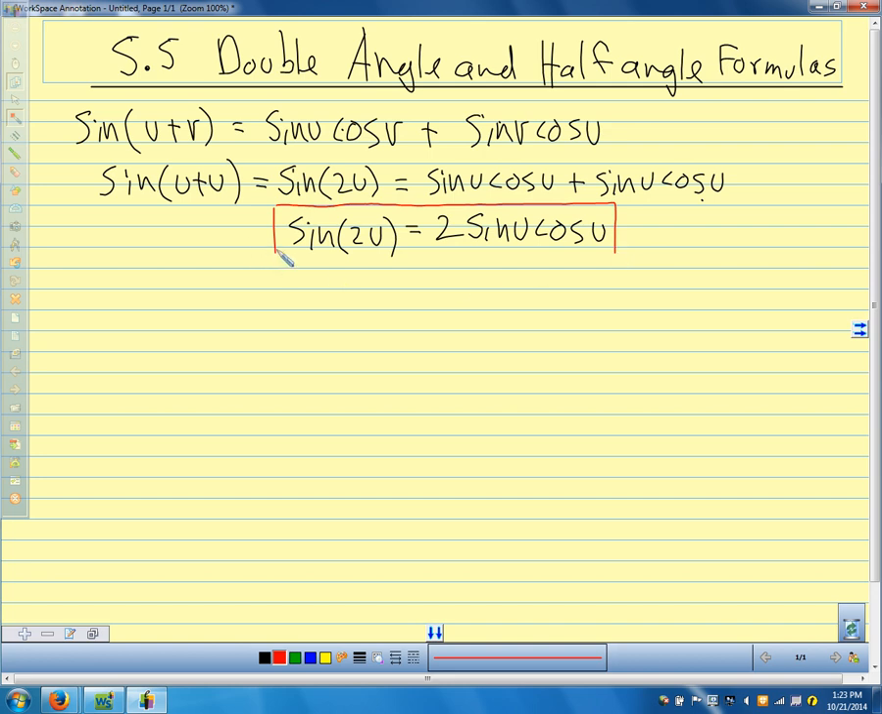This is the one formula from today that I'm going to ask you to memorize. This one comes up a lot, and it's pretty easy, but I want you to memorize it. It comes from our sine sum formula; we're just putting the same angle in there twice. We're going to do the same thing for the cosine formula, and then the tangent formula comes from doing the sine over the cosine.